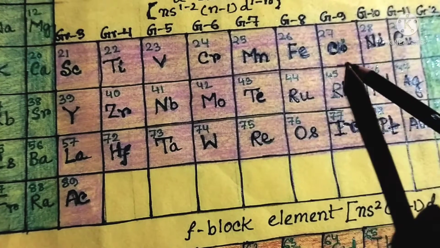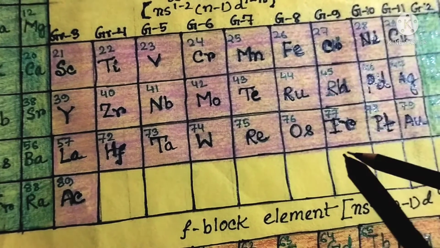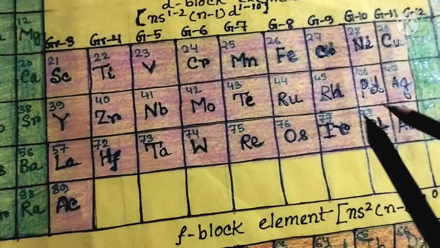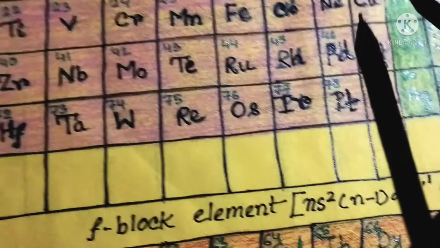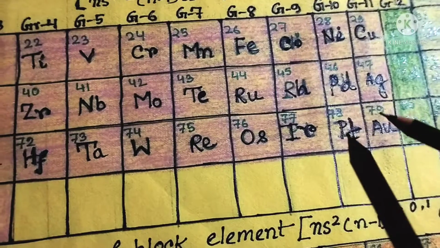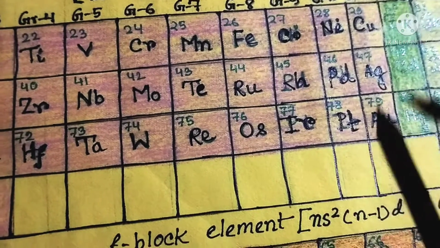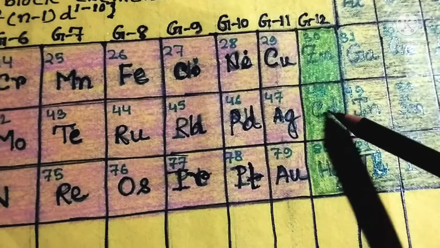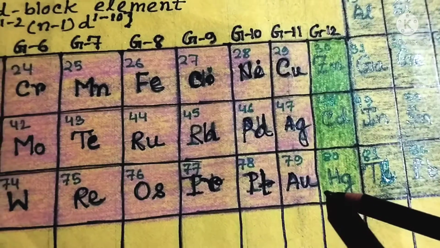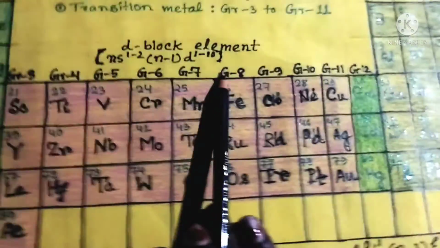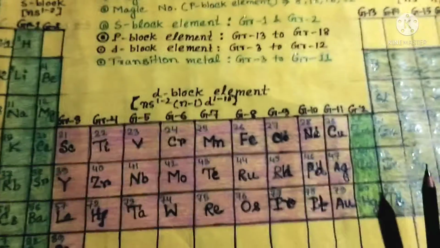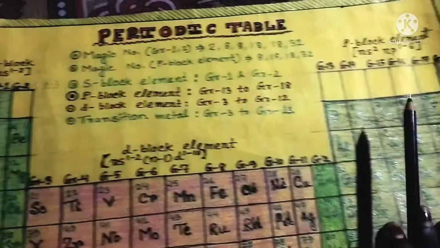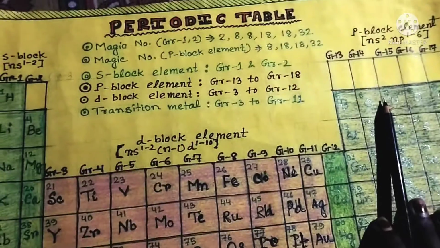In group 9: cobalt, rhodium, iridium. In group 10: nickel, palladium, platinum. In group 11: copper, silver, gold. In group 12: zinc, cadmium and mercury. So, this is the modern periodic table. Here s block, d block and p block are present.